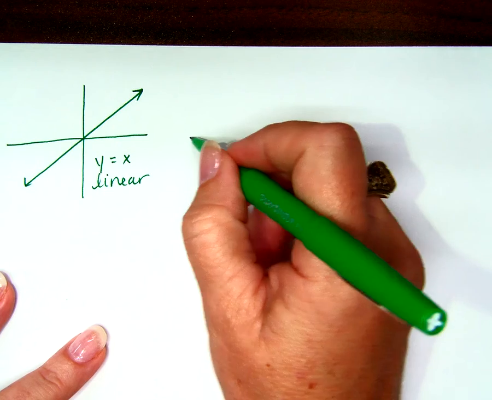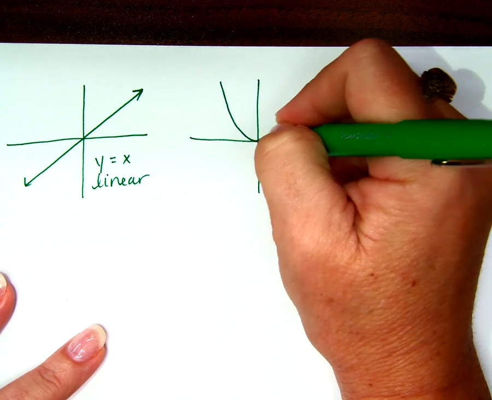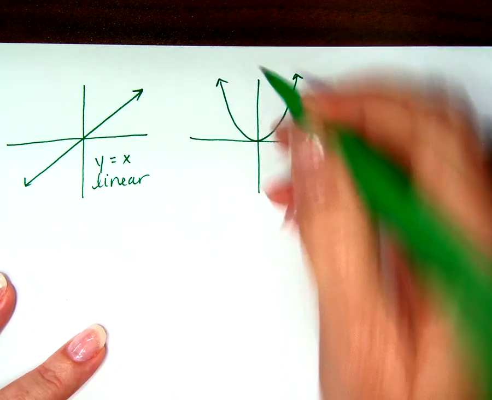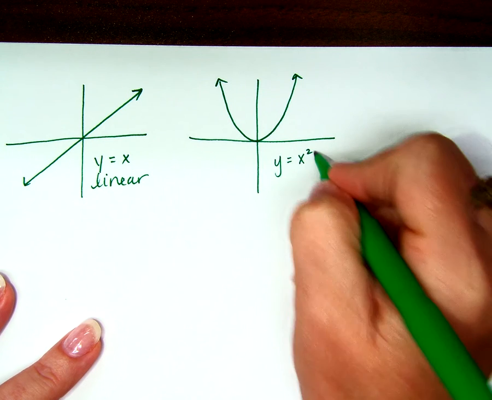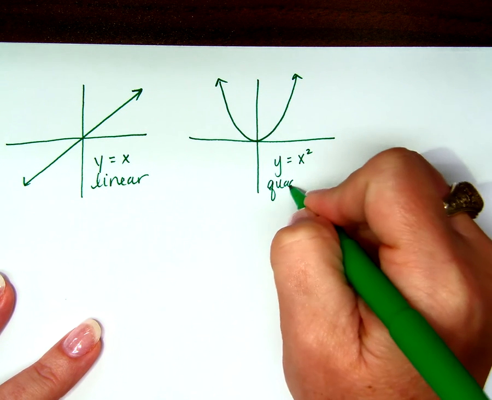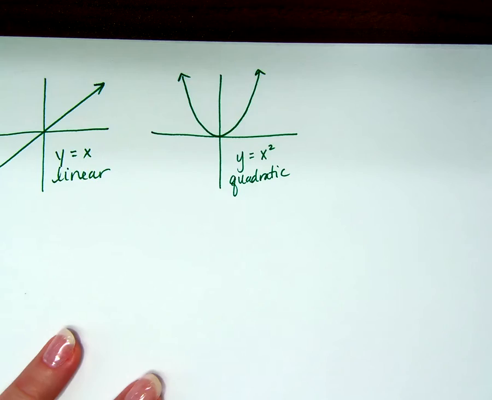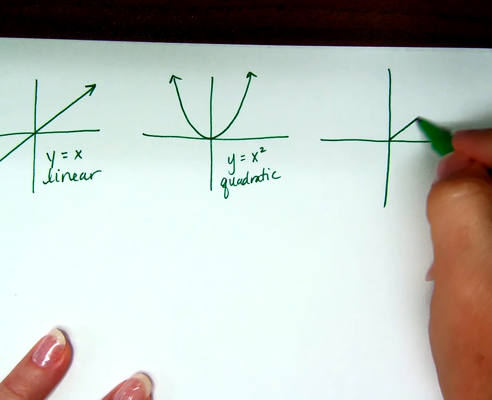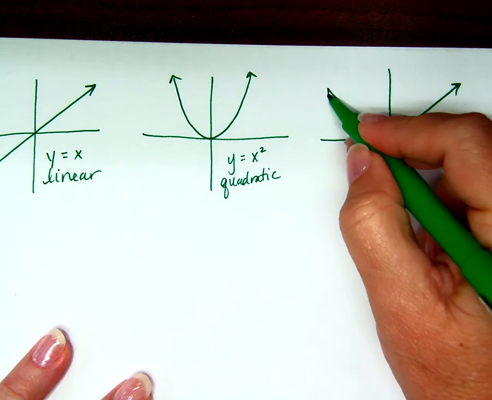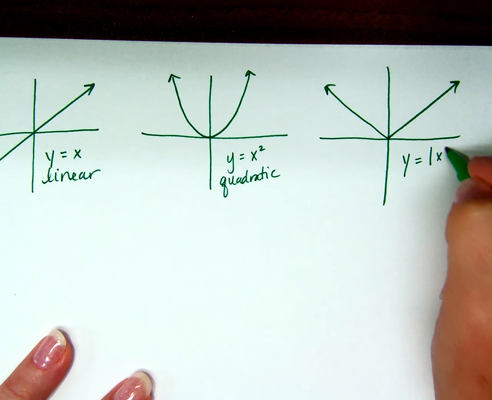All right, so the next one we talked about was this one. Remember what that one is? Y equals x squared, so that's a quadratic. And it makes a parabola when we graph it, right? We also talked about this one. Absolute value, so that's y equals the absolute value of x.